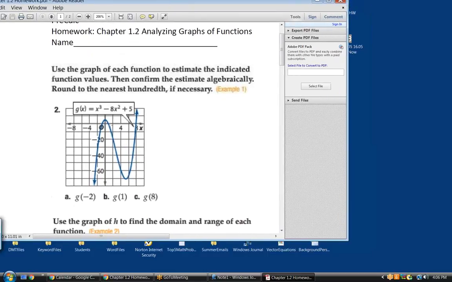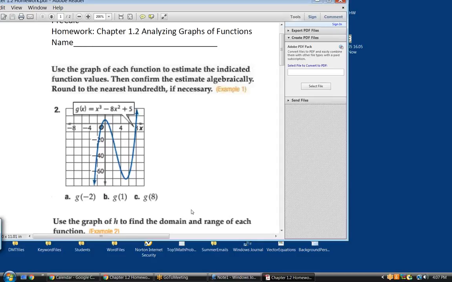Now, if we go to g of 1, it's about right there. It looks to be 0. Okay, and if you plug it in, you get... because 1 minus 8 is minus 7, plus 5 is minus 2. So actually it looks to be somewhere about there.